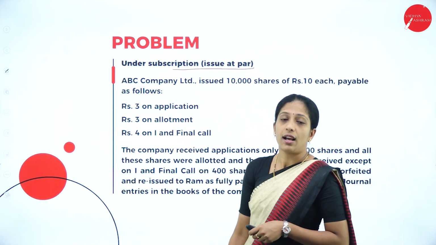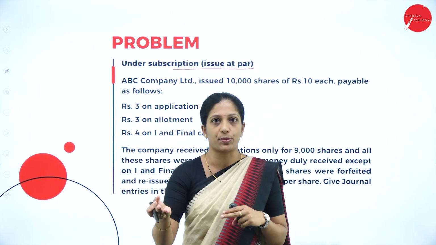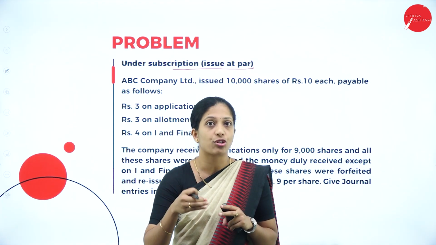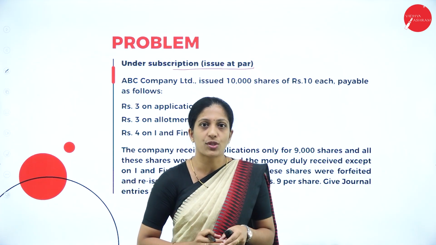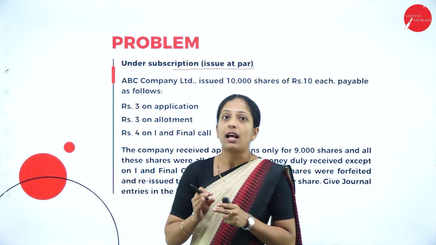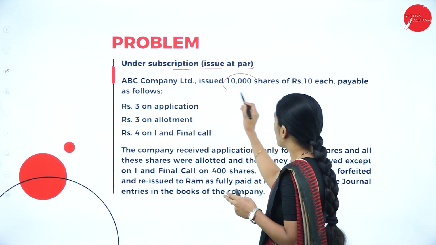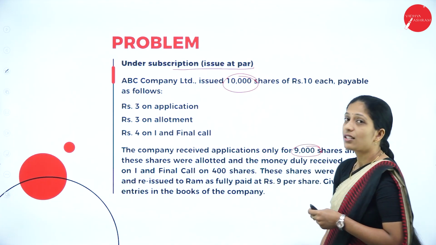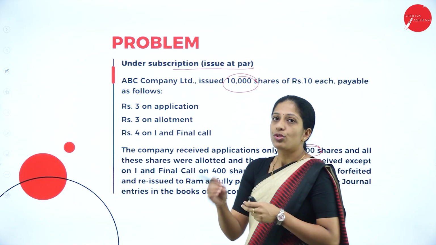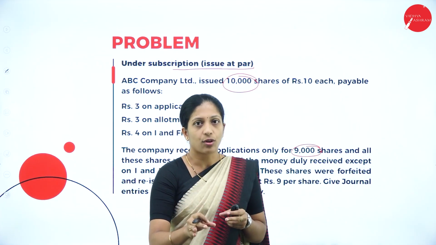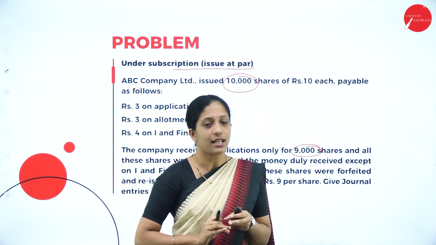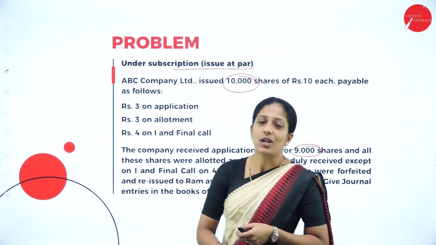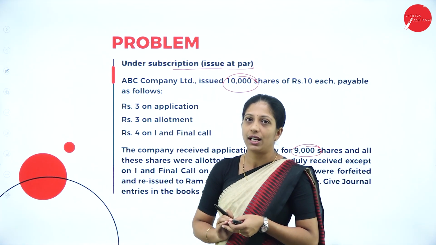In your previous session, I discussed a problem where there was oversubscription. Suppose the company requires 10,000 shares and we have received applications on 12,000 shares, then it is known as what? Oversubscription. But here, suppose the company requires 10,000 shares, but the applicants have applied only for 9,000 shares. This is known as what? Under subscription. So here the applicants are going to subscribe less than what is actually required by the company. That is known as under subscription. Okay, so let us see what are the few changes you have to make in your journal entries.